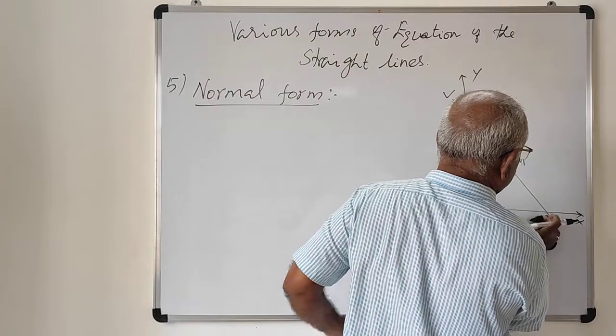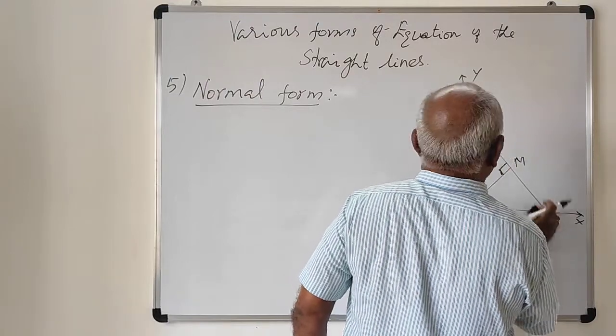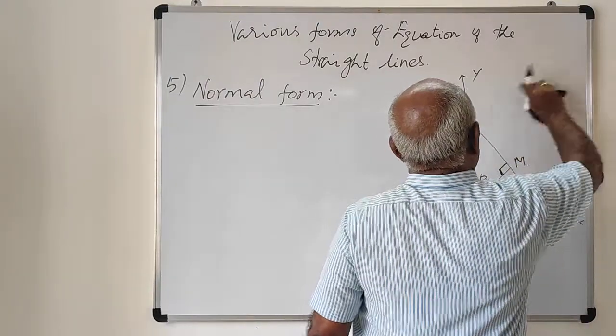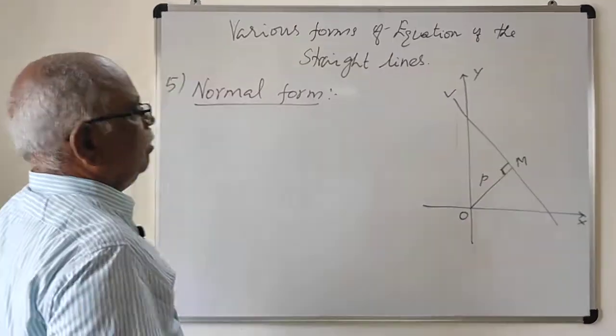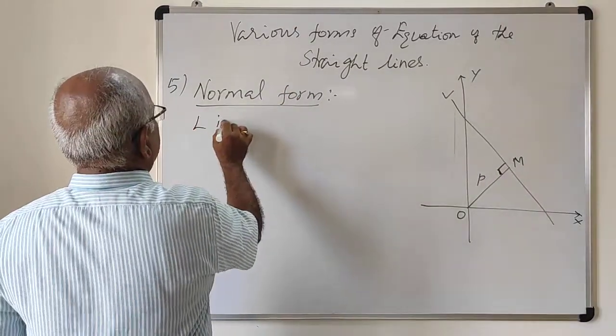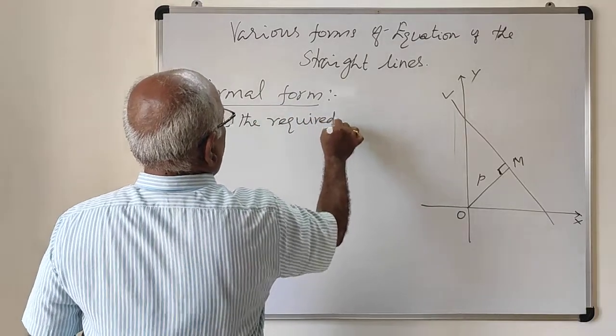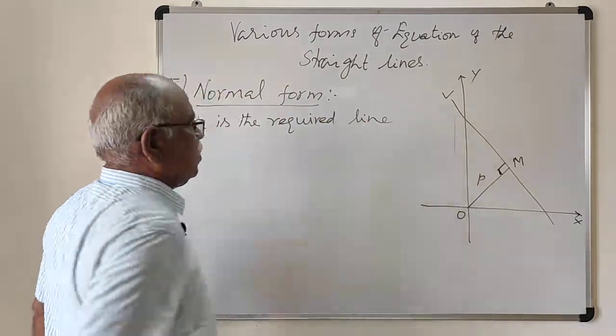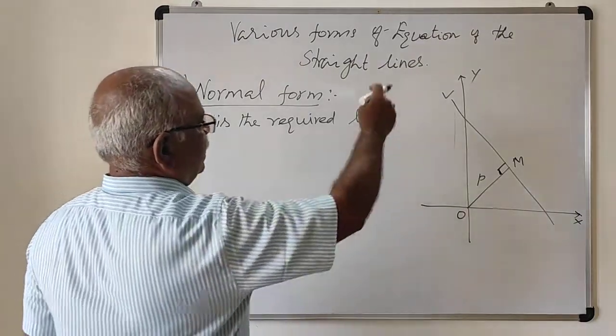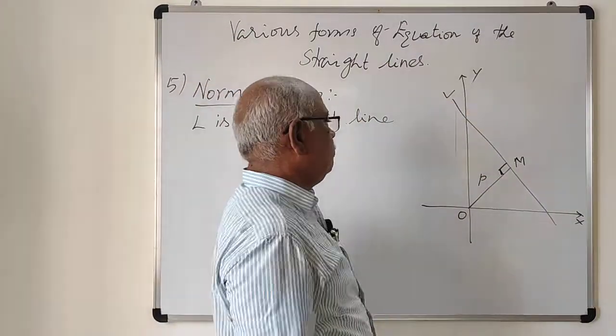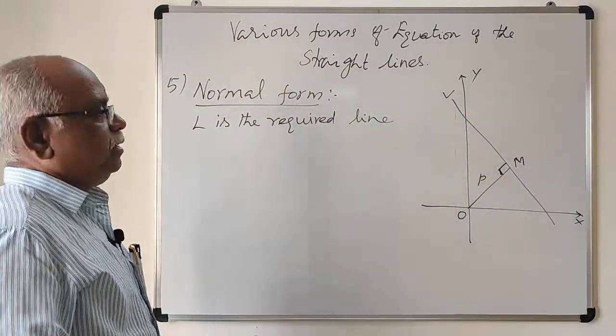You need not use intercepts here, so don't get confused with intercepts. L is the required line, and we have to find out its equation.